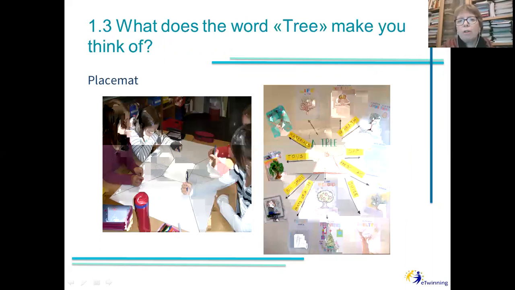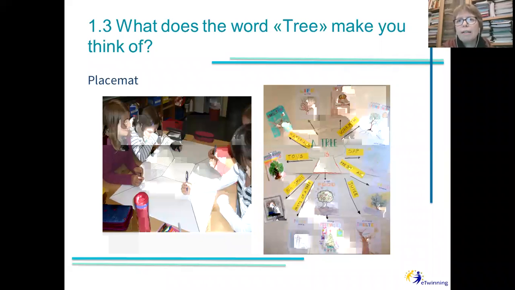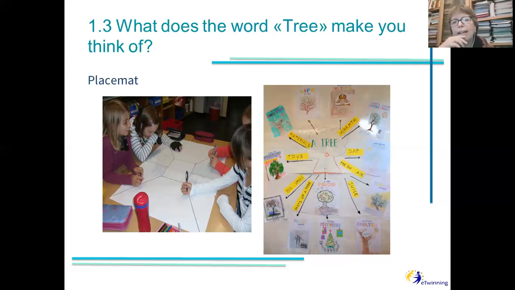This is another activity, a cooperative learning activity. What does the word tree make you think of? It's a cooperative learning strategy called placemat. You can search on the internet and you will find an explanation of this strategy. Four children work together on the same big piece of paper. Each of them works in an area of the paper and writes down or draws what the word tree makes them think of. Then they share the ideas and they have to choose an idea from each of them and make a poster to show to the class.